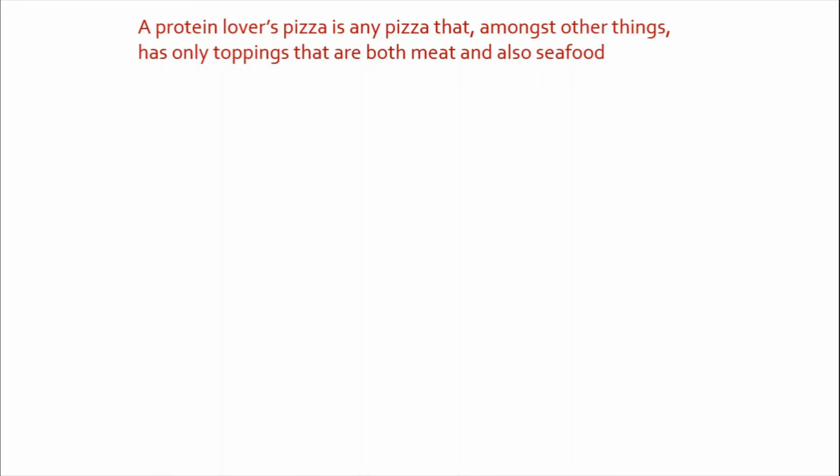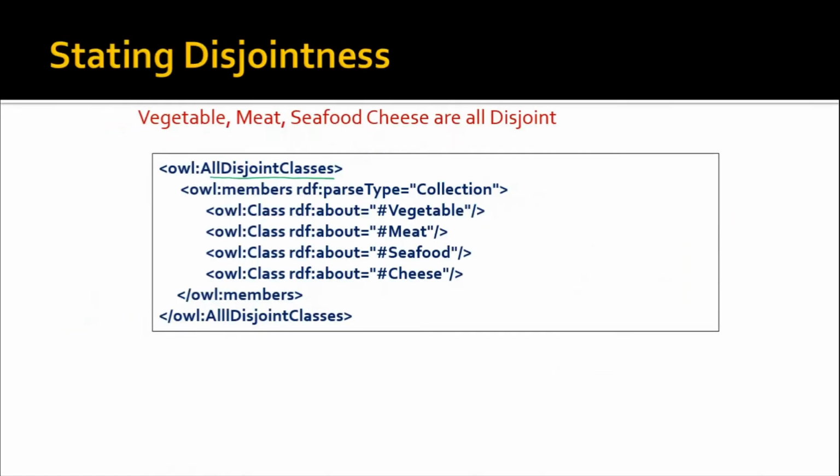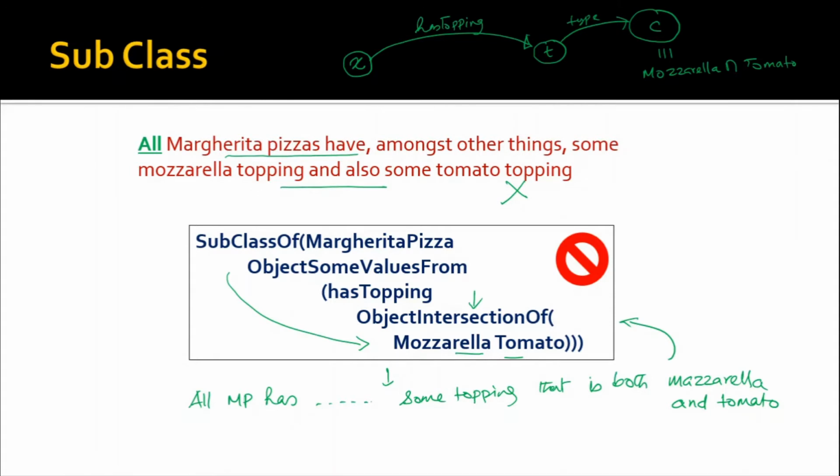Now if we compare this with some other example that we have talked about earlier. All margarita pizzas have, amongst other things, some mozzarella topping and some tomato topping. So this "some" is appearing before both the hasTopping parts. That's why we did not represent them by taking the intersection of mozzarella and tomato and then taking that to be the restriction for hasTopping, right? So that was a kind of wrong representation, right?